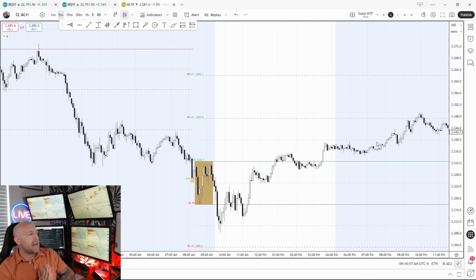So I hope this helps, guys. This is us going over the initial balance, how to trade it, how to look for it, how to set up your charts on any product or market, and then how to look for the 4 core setups.